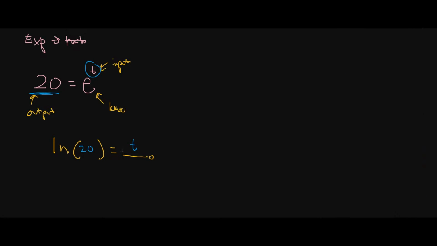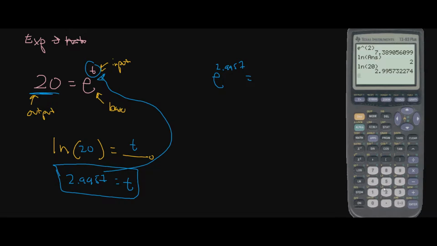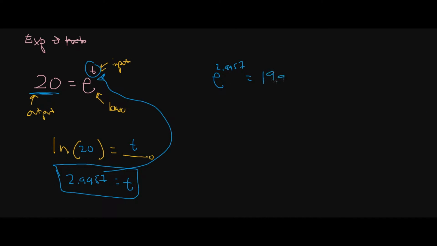And we get 2.9957. So t is equal to 2.9957. If we were to take this and plug it back in, you will see we get pretty close to 20. Let's do that real quick: second, e to the 2.9957. And we're going to get approximately 20. Look, 19.9999. Pretty cool, huh?